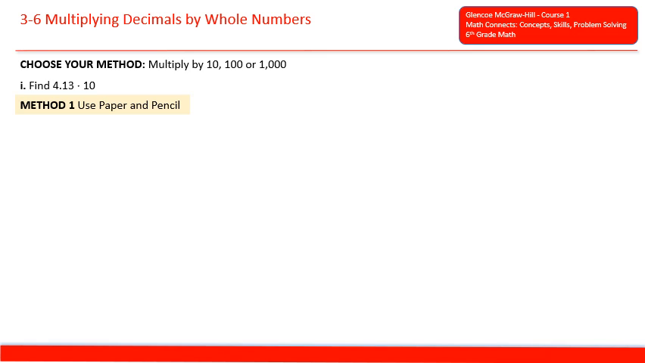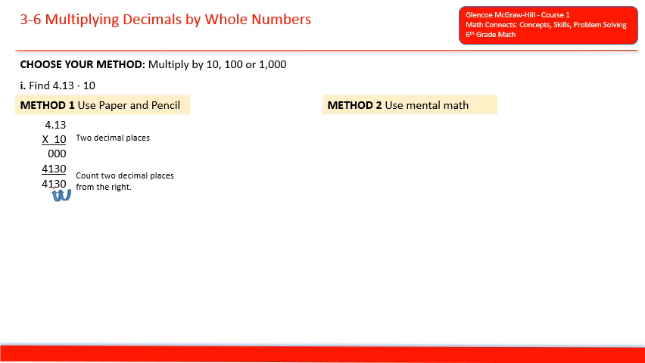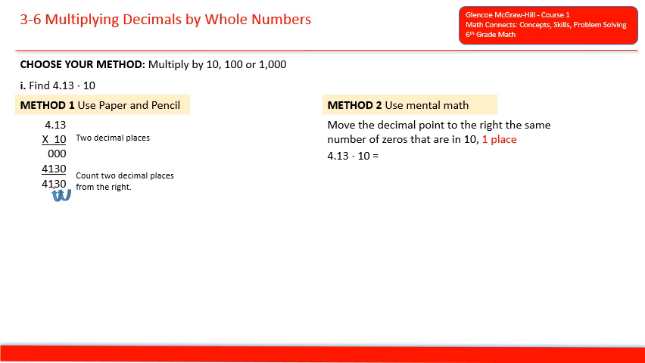Find 4.13 times 10. Use paper and pencil. There's our algorithm. So if we do the math out, we get 4130. There's 2 decimal places, so we're going to move the decimal point 2 places to the left. We get 41.30. If we do it mental math and we just move the decimal point in 4.13 1 place to the right for the 1, 0, and 10, we move it 1 place, we get 41.3.